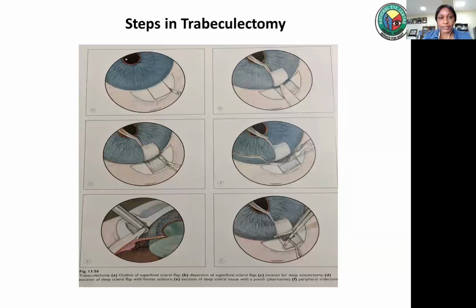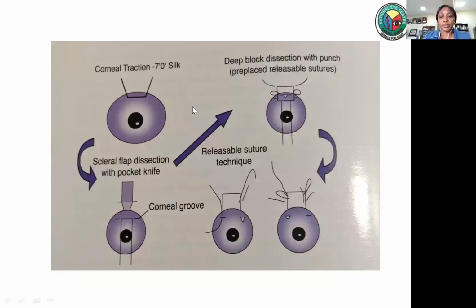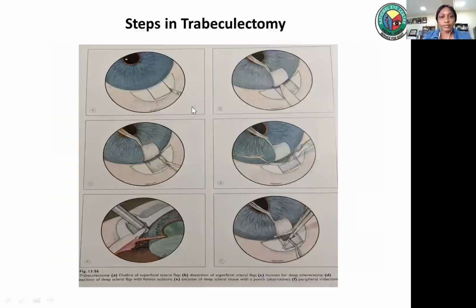Now, in the past, what we used to do generally for trabeculectomy is, after a patient has been blocked, we do either a fornix-based conjunctival flap or a limbal-based conjunctival flap. Each of them has its own pros and cons. And then you apply an anti-metabolite to the scleral bed. After that, you do a superficial scleral flap. Usually, half to two-thirds thickness of the flap is lifted like this.